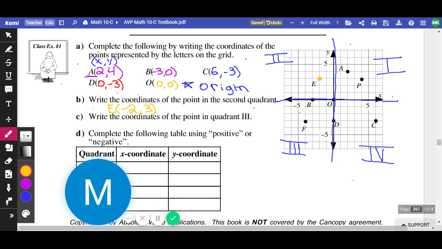Awesome. You'll notice that point B is on the line. It's on the x-axis. That means the left-right line. That means it's not in quadrant 2. All right? It's just on the axis. It doesn't actually fall into one of the quadrants. It's on one of the boundaries, essentially.